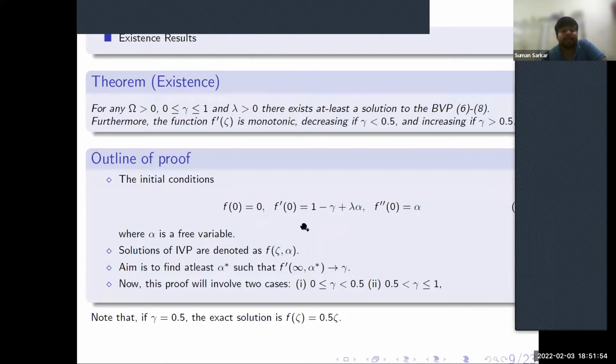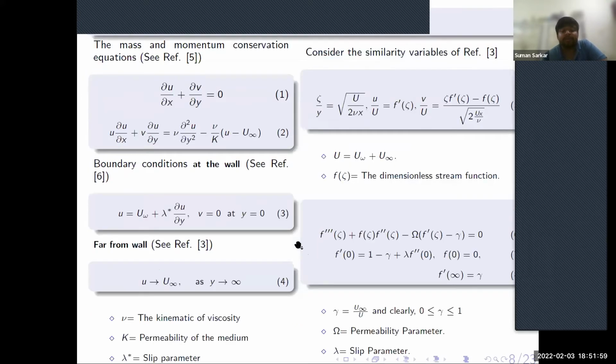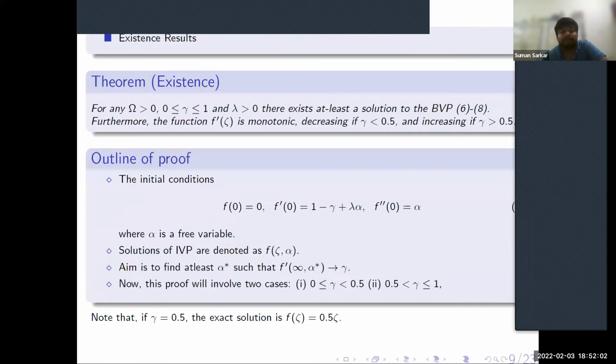Not all alpha will satisfy the boundary condition at infinity, that is f dash of infinity equal to gamma. So our aim is to find at least one alpha star such that f dash of infinity, alpha star, tends to gamma. This proof is divided into two cases: when gamma lies between 0 and 0.5, and another case between 0.5 and 1. It is worth mentioning that the boundary value problem has an exact solution at gamma equal to 0.5.